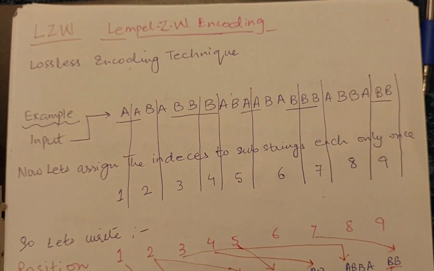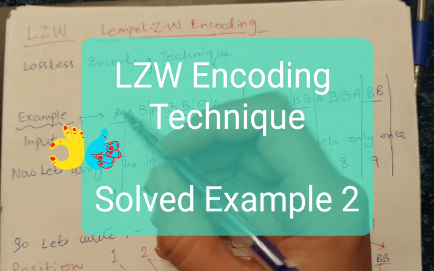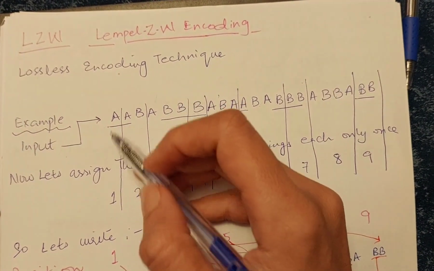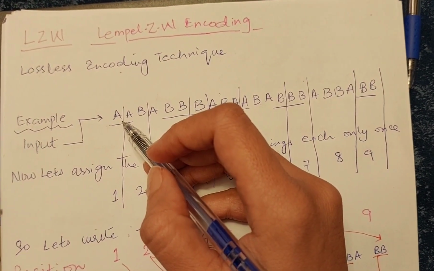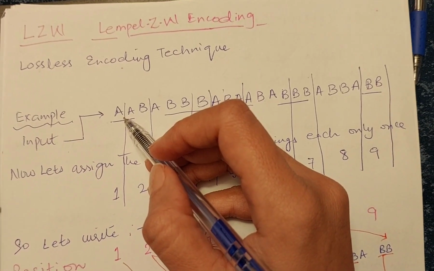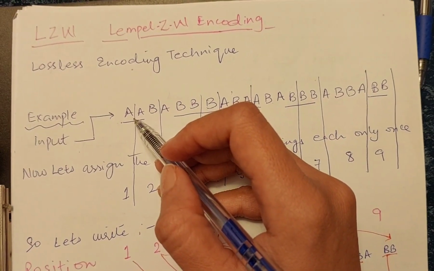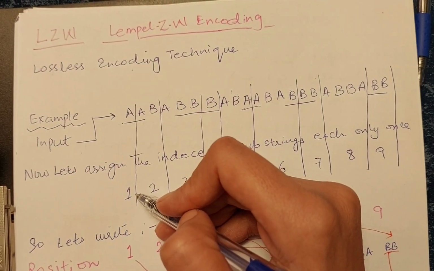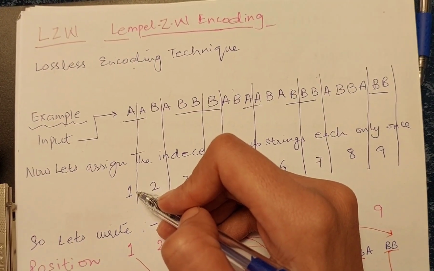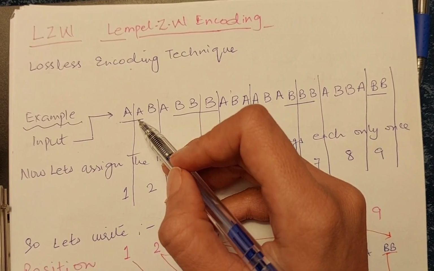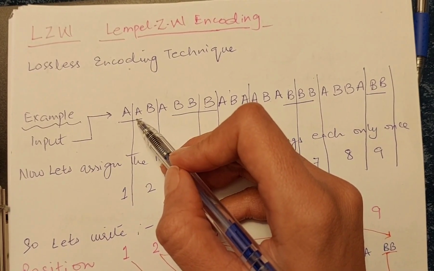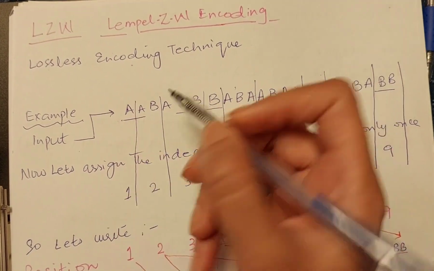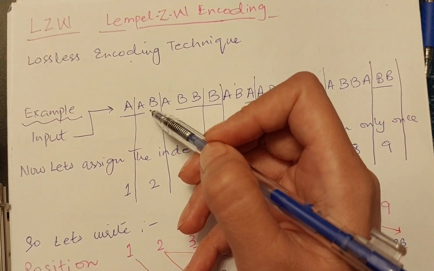Basically, dividing the string is very important. First of all, you can see that I have drawn a line here because I am considering only the first element of my string, which is a, and according to the dictionary that is given to me, I have assigned value 1 for this character a. In the next iteration, I can consider a and b together.